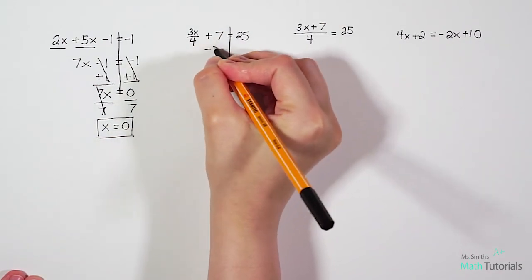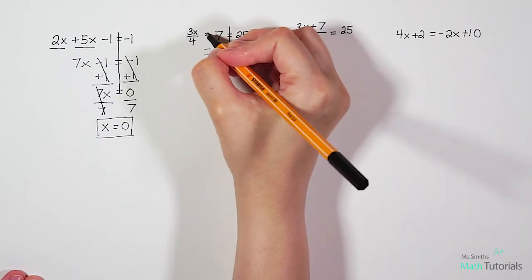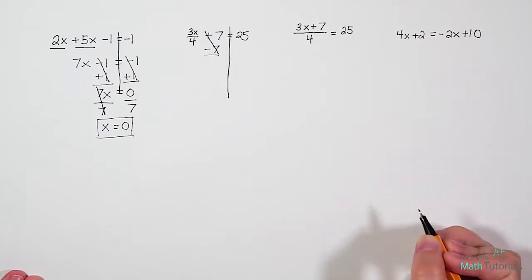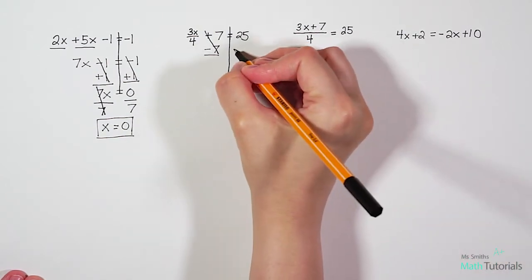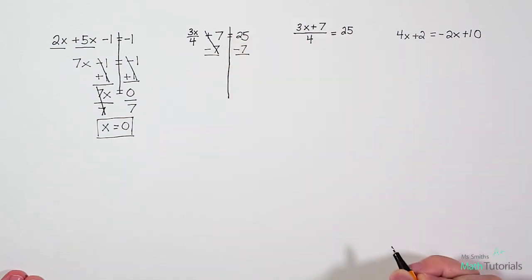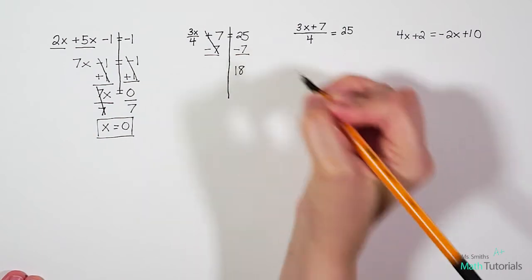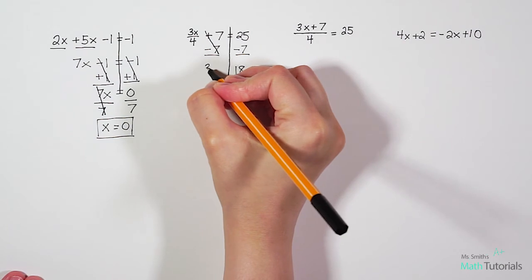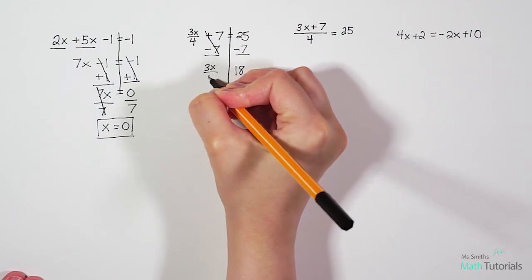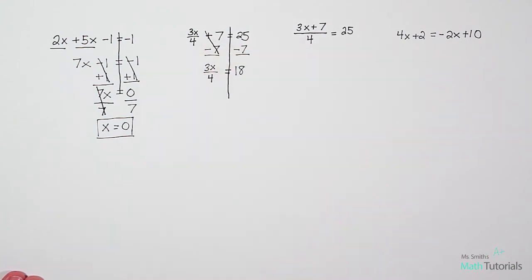How do we undo a plus 7? We subtract 7. And 7 minus 7 cancels to 0. And if we're going to subtract 7 on this side, we need to do the same thing over here. And 25 minus 7, 18. And now we'll bring down our 3x divided by 4. And bring down our equals.